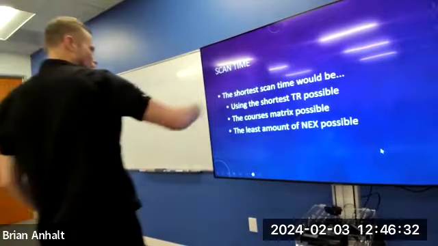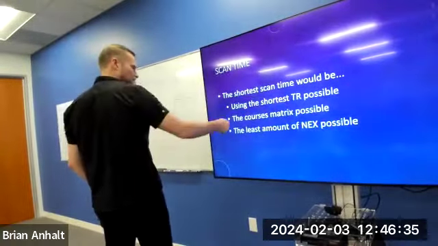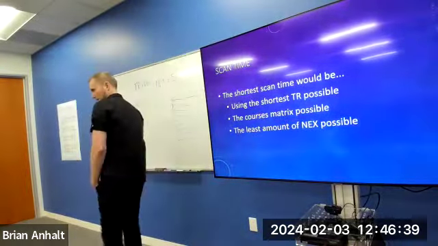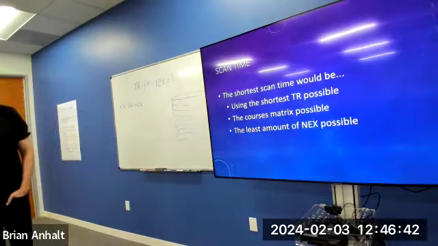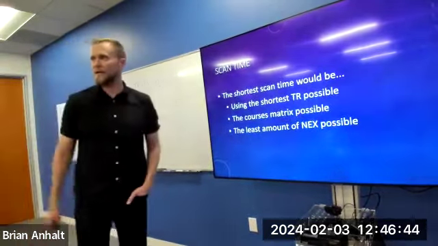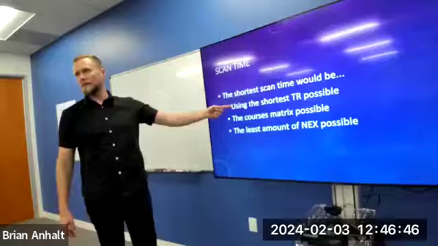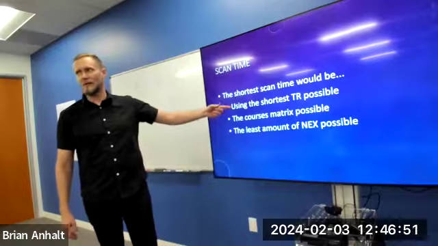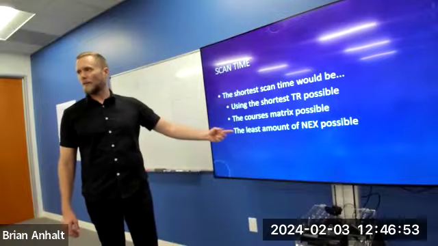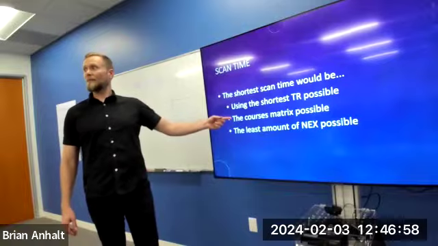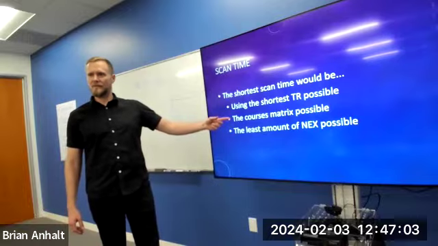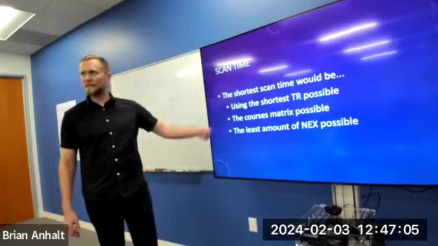Shortest scan time would be shortest TR, right? The coarsest matrix possible and the least amount of NEX possible. But obviously, all of those things are going to have trade-offs, right? This is going to make me have more T1 weighting, it's gonna lower my SNR. This is going to build my SNR back up a little bit, right? But it's also going to cause resolution issues if I do that.